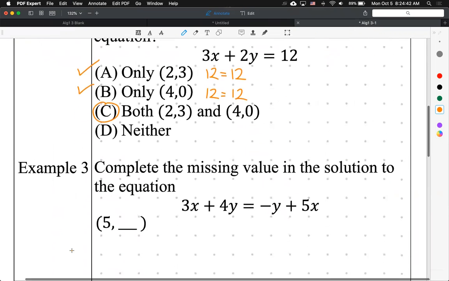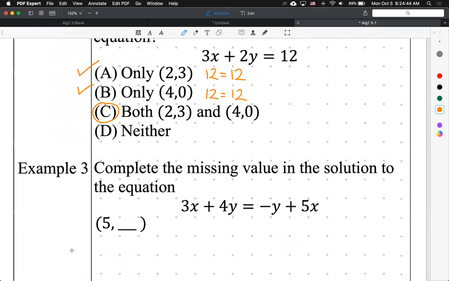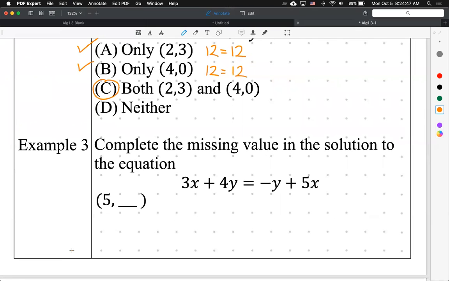So then we're on to example number 3. It's a little bit different, but I think you guys can still get it. And this is kind of like your second homework assignment on Khan Academy tonight. Complete the missing value in the solution to the equation. And it tells us 5, what? Once we fill in this value right here, we're done. We just need a number there. Any ideas on how we should approach this?